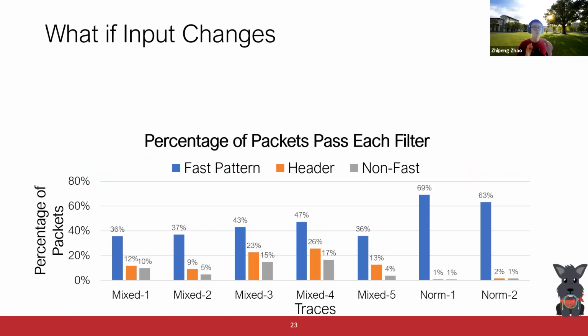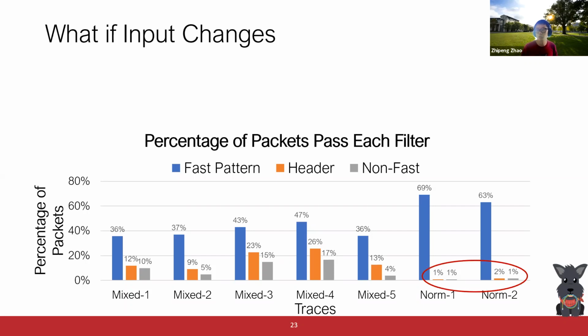So far, tuning for the common case seems very efficient to achieve high performance and low resource cost. But that only applies to the specific traces. So what if the input changes? Here I'm going to show you the diverse behaviors between the traces. In this figure, I'm showing you the percentage of packets that pass each filter and enter the next filter. Again, on the x-axis, I'm showing you the different traces, and on the y-axis, I'm showing you the percentage of the packets.